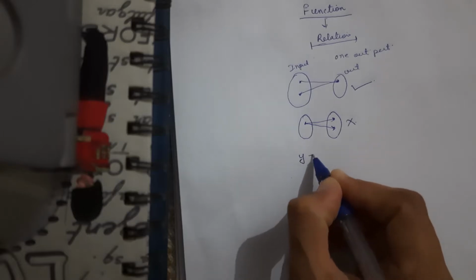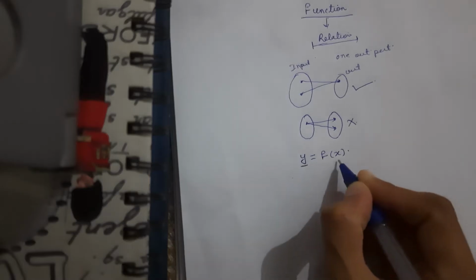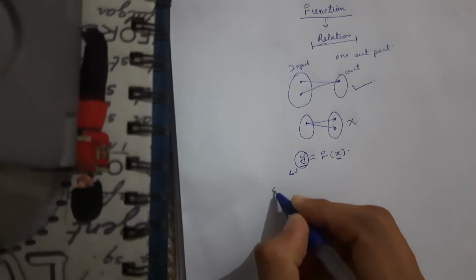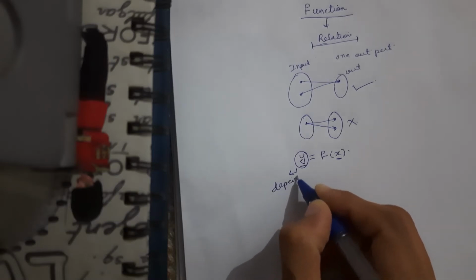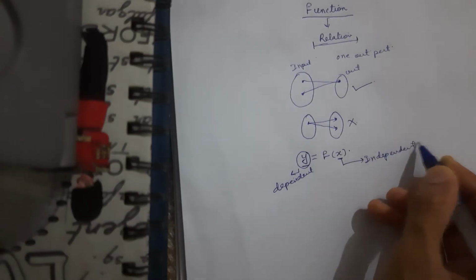Mathematically we represent the function as y equals f of x, that we have seen. This is your output, this is your input. This is called the dependent variable because its value depends on x, and this is called the independent variable. Different examples we have seen.